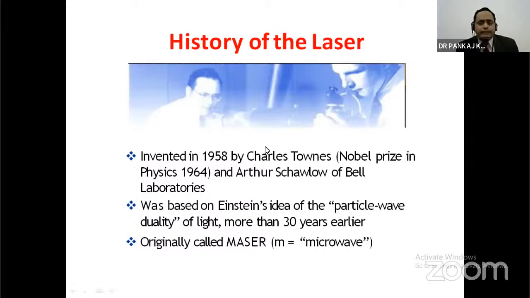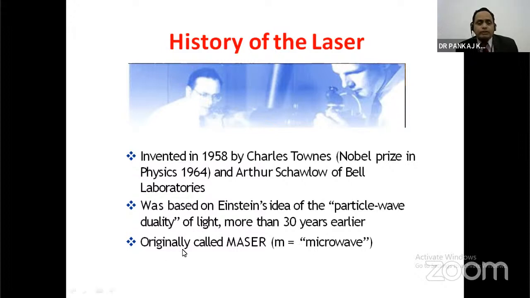You see, these are the scientists who invented it in 1958: Charles Townes, Nobel Prize in Physics in 1964, and Arthur Schawlow at Bell Laboratories. So Bell Laboratories scientists Charles Townes and Arthur Schawlow shared the Nobel Prize for the concept of the laser. It was based upon Einstein's idea of the particle-wave duality of light more than 30 years earlier. So the concept of the laser or maser was already given by Einstein 30 years before, on the concept of particle-wave duality.